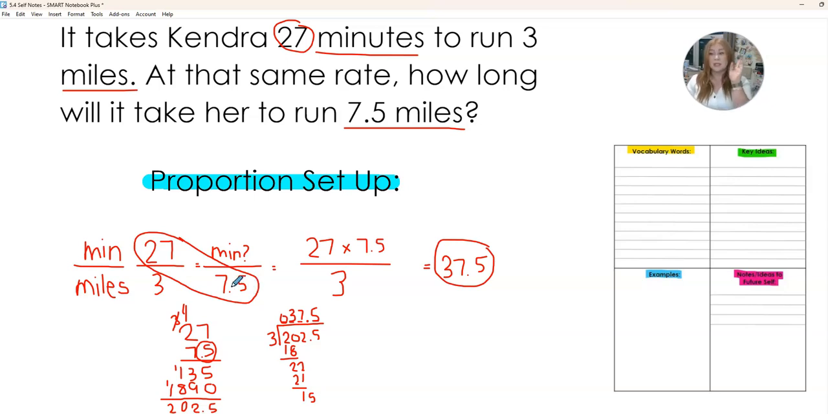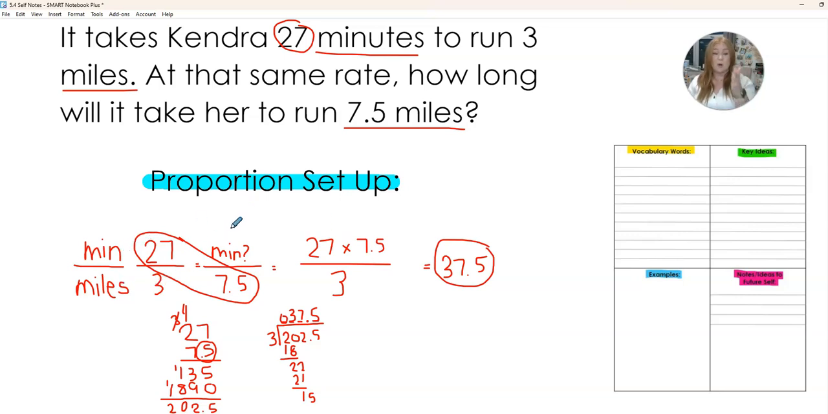Now, if I think about this, it should be balanced. So she went 3 miles. Now she went longer, so my answer from 27 should get bigger. It should take her more time than 27 minutes. So if all of a sudden you're coming up with an answer of 3 or something, if you have your decimal in the wrong spot, that's not going to make sense, right? It should take her longer to run farther. So it should be balanced there. So 37.5, that makes sense. That's longer than it took her here. So that is how we set up these proportions.